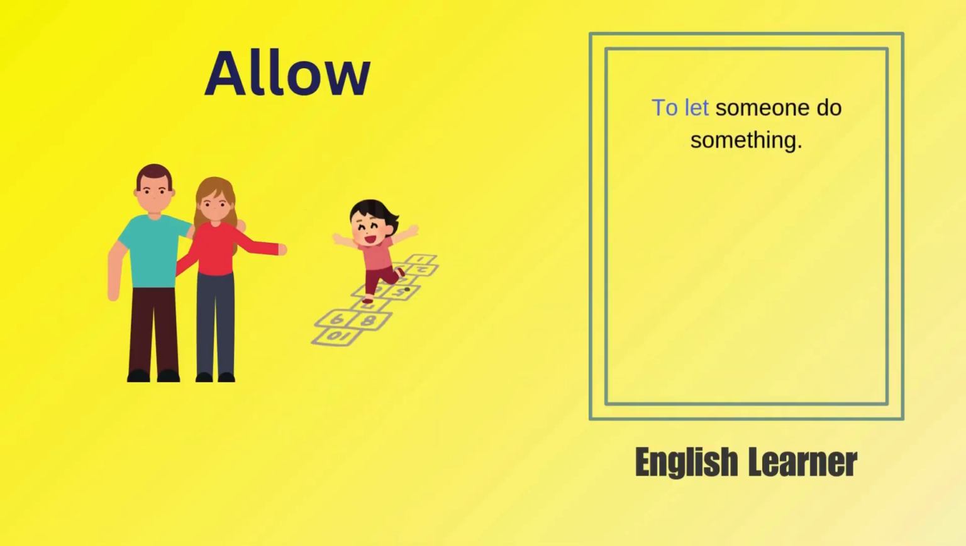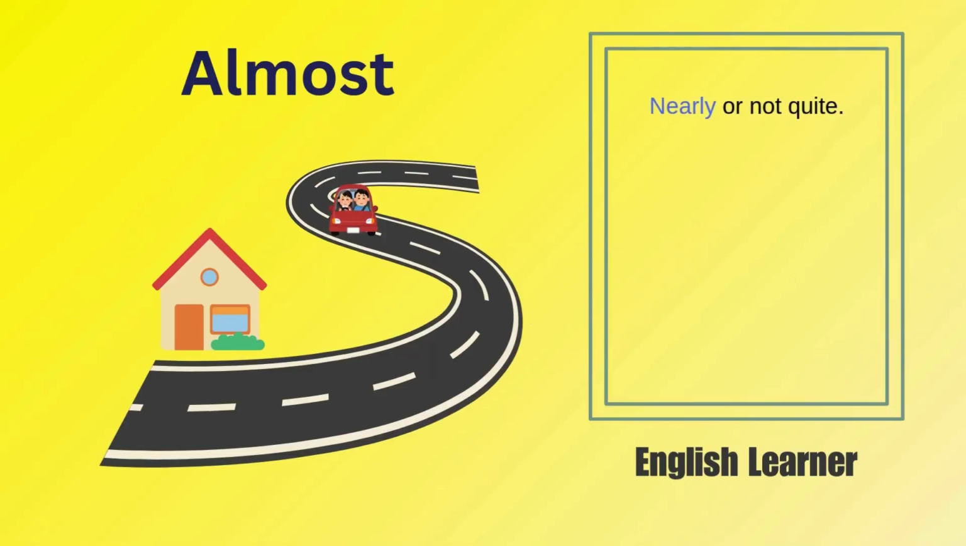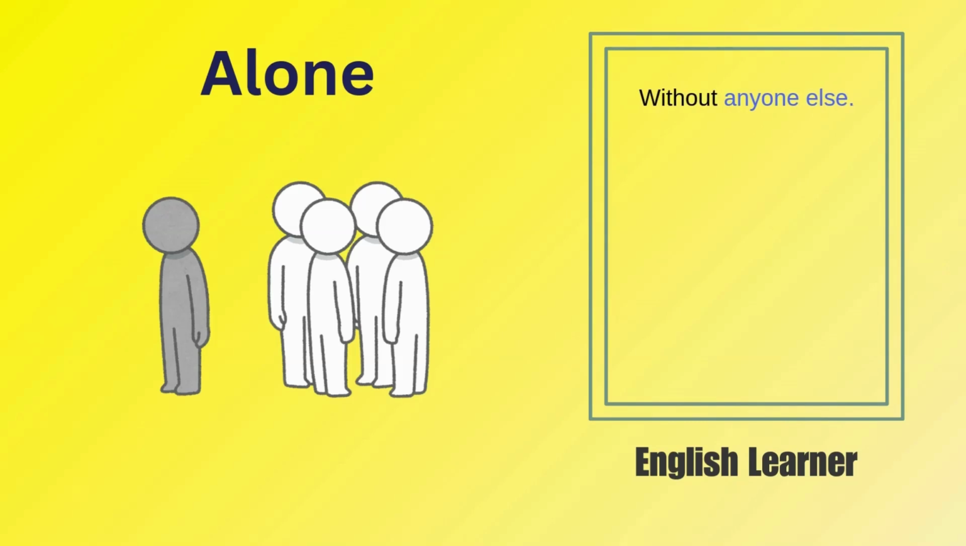Allow. To let someone do something. Example. My parents allow me to play outside after finishing my homework. Almost. Nearly or not quite. Example. We're almost there, just a few more minutes of driving. Alone. Without anyone else. Example. He felt alone after his friends moved away.